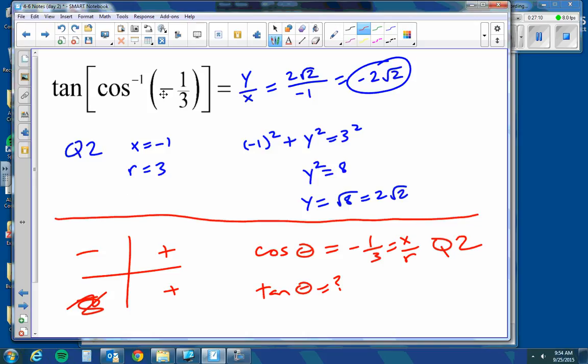Going back to your definitions, I'm sorry, I went too fast here, apparently. Right here, cosine is defined as x over r. So you say, okay, that must be your x value, and that must be your r value. Like I said, it's all about knowing your definitions for sine, cosine, and tangent. But it's all based on the quadrant.